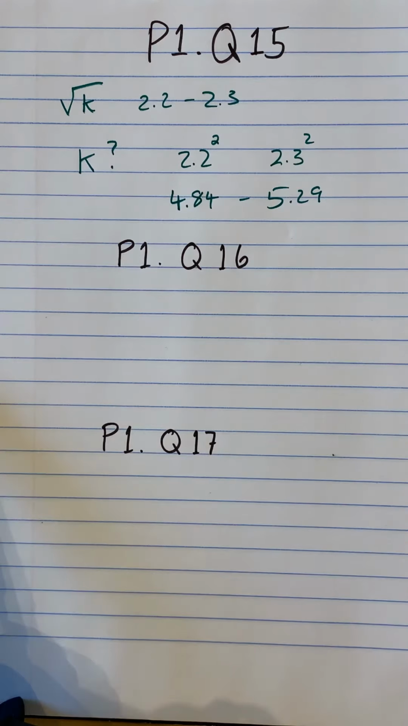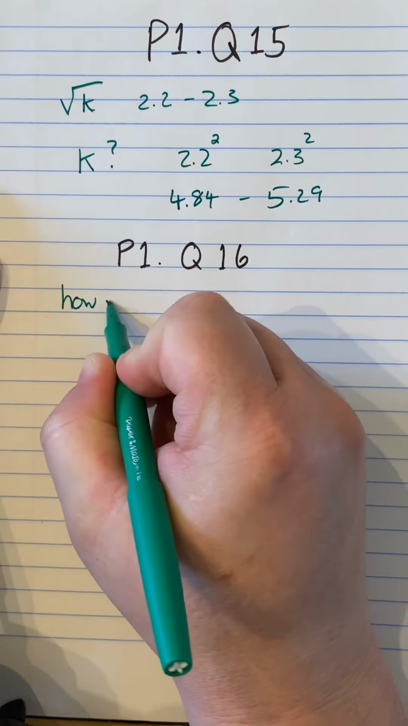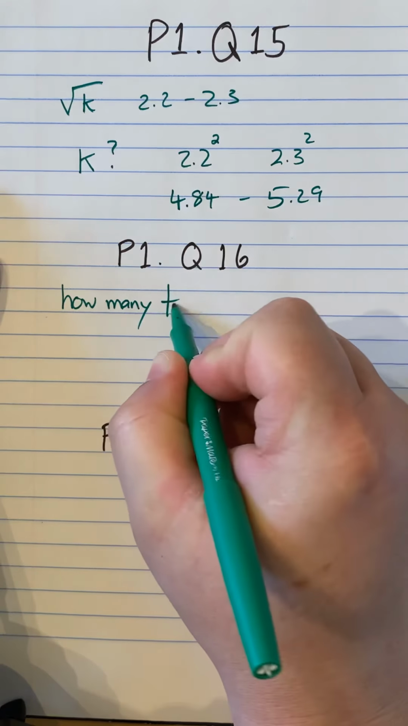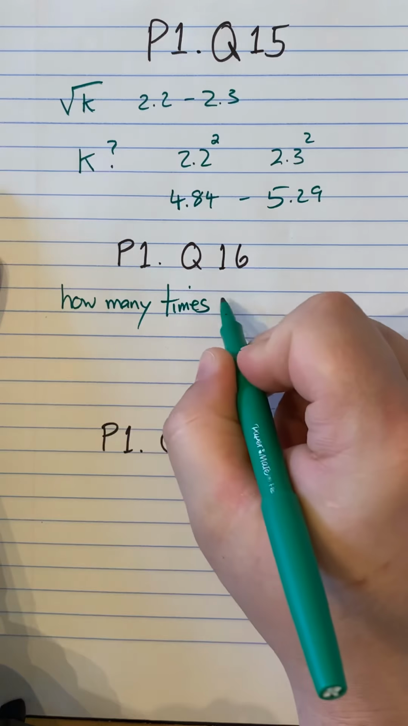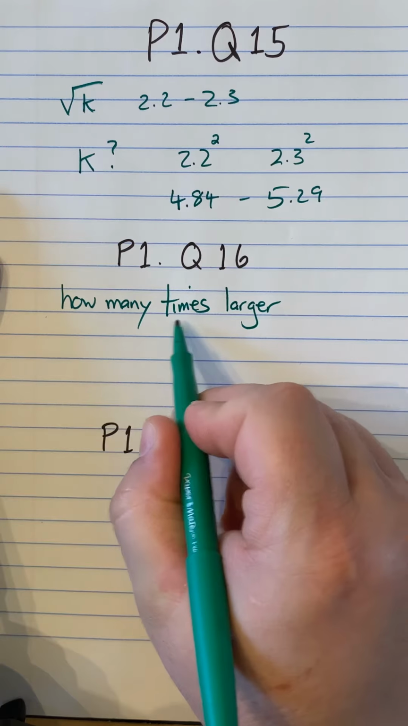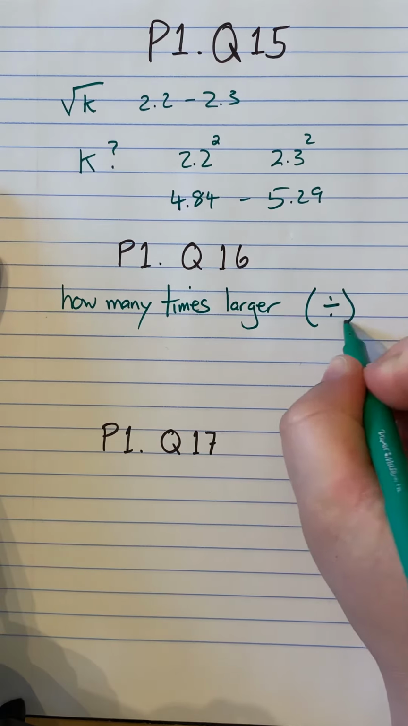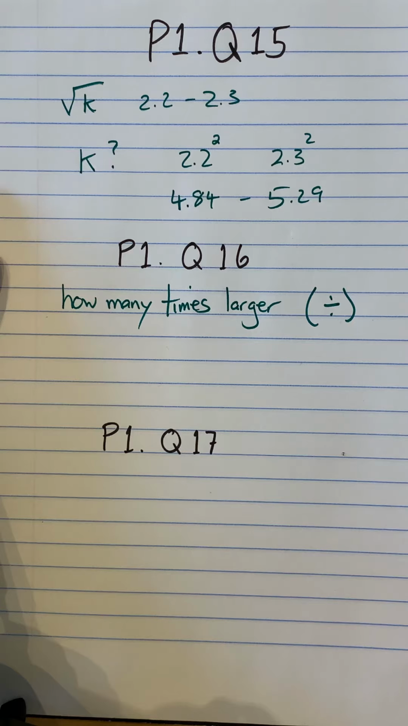All right, let's move on to question 16. The most important part about 16 is the phrase, how many times larger? All right, this actually means if we want to know how much they multiplied by to get from one to the other, this means we're going to have to do division. So we're going to take the bigger number divided by the smaller number. And remember, we can use your calculators.